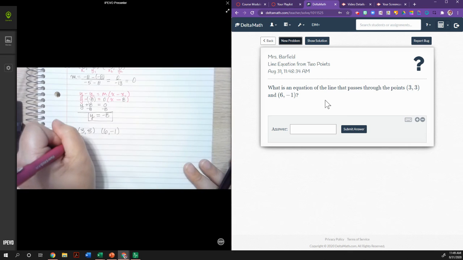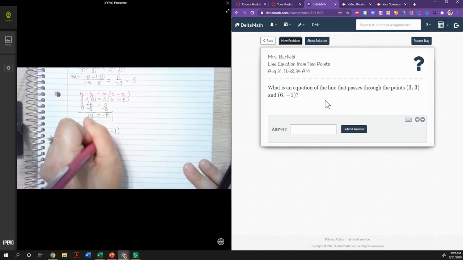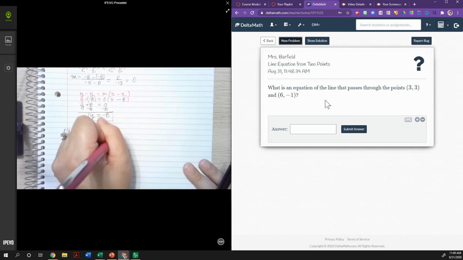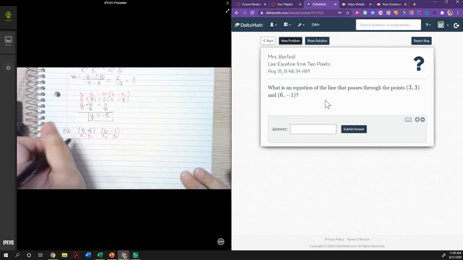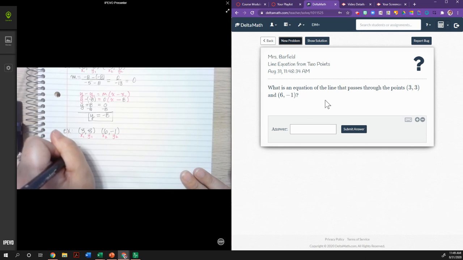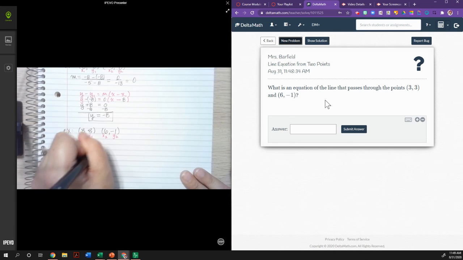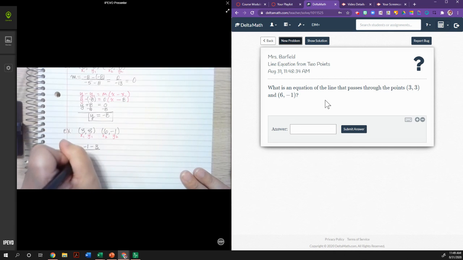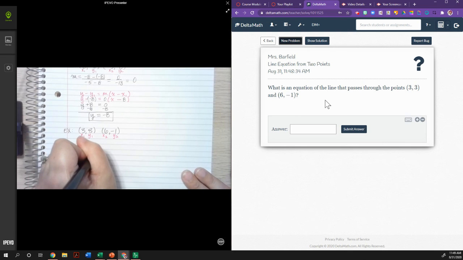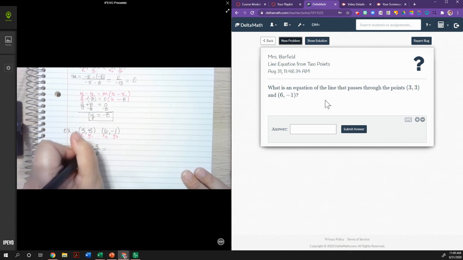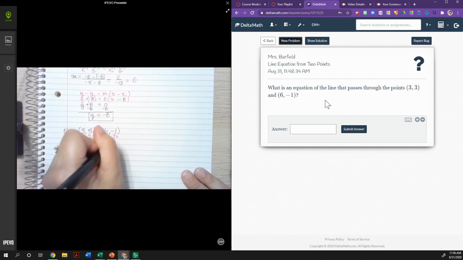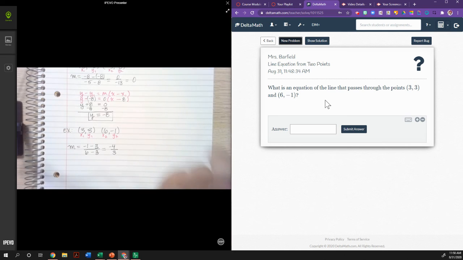All right, so I have x1, y1, x2, y2. So let's find that slope first. So y2 is negative 1 minus y1 is 3. x2 is 6 minus 3. So negative 1 minus 3 is negative 4, and 6 minus 3 is 3. All right, so now I have my slope, and then there's my point.